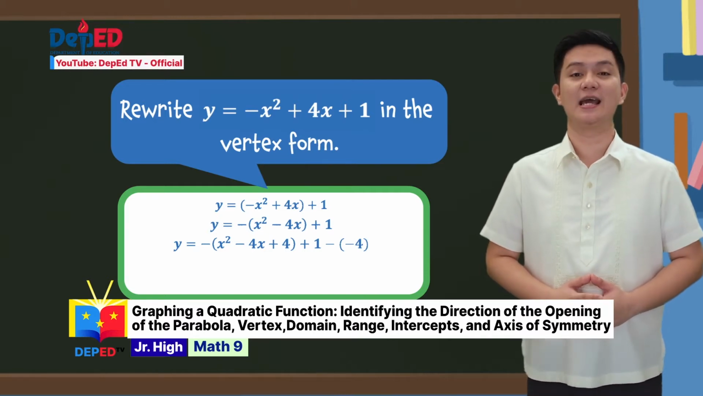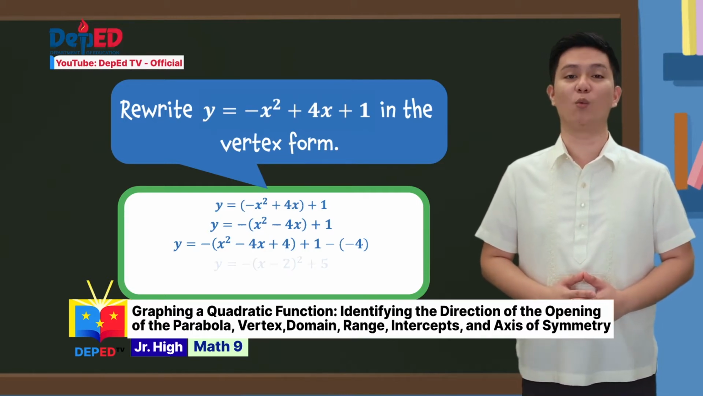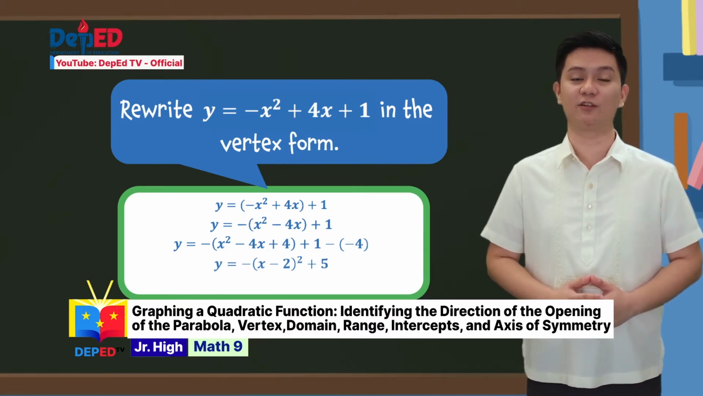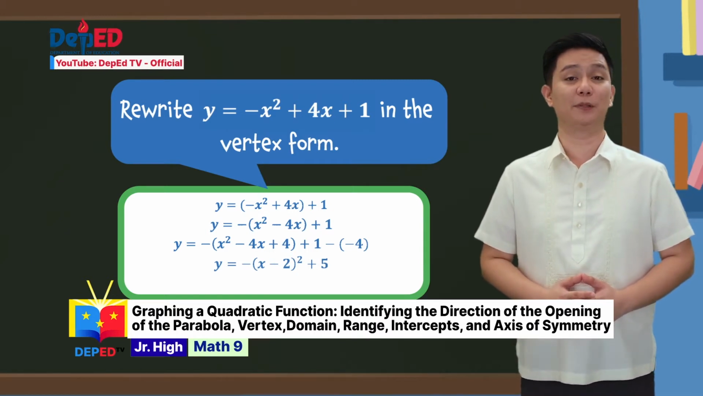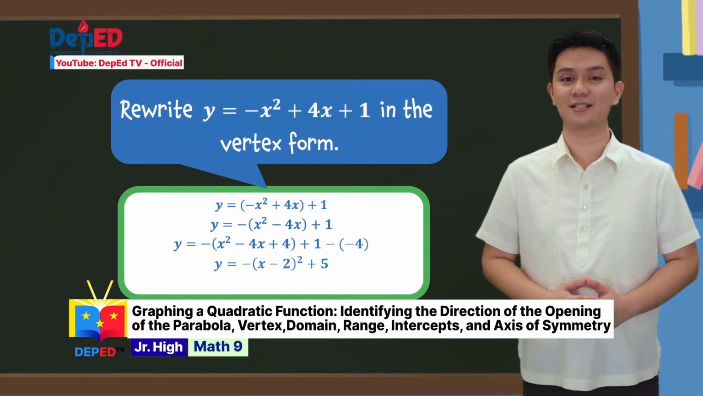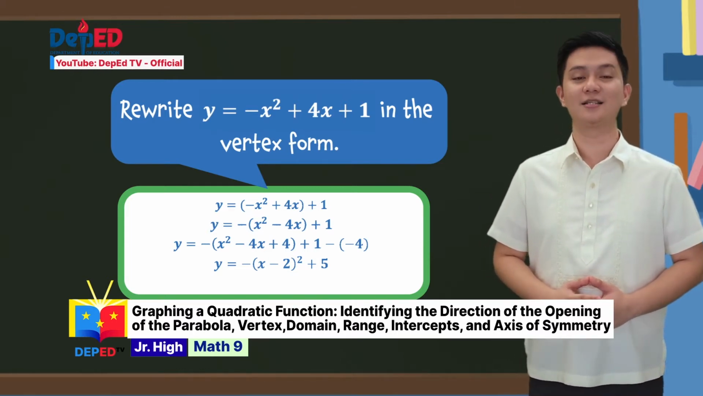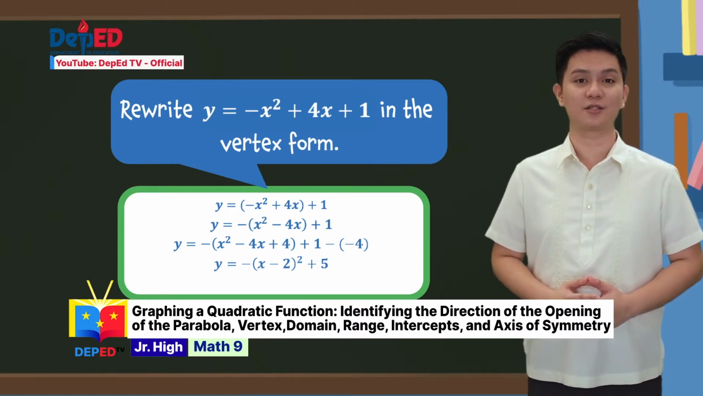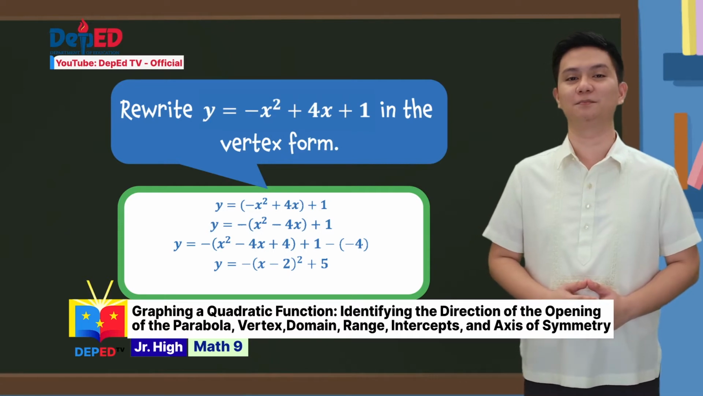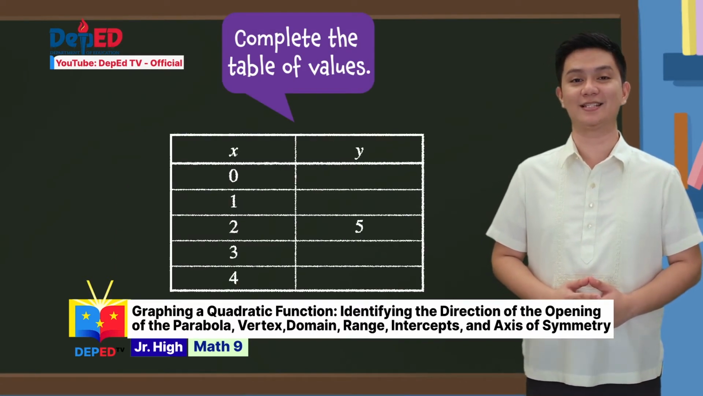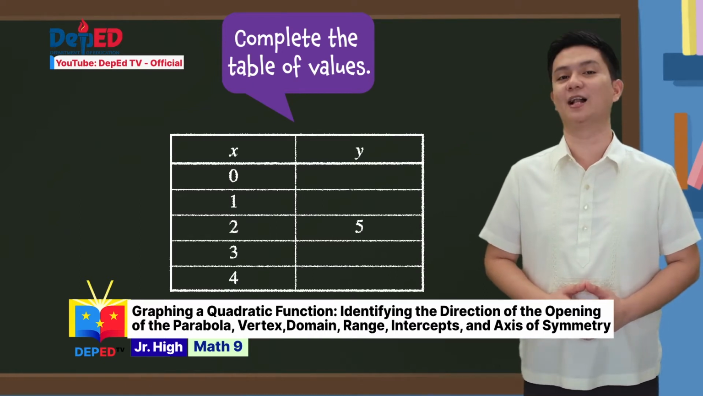The equation can be rewritten now as y equals the negative of the square of the binomial x minus 2, plus 5. And this is already the vertex form. The ordered pair (2, 5) describes the vertex of the parabola that corresponds to the function. We now proceed to the next part, which is completing the table of values.